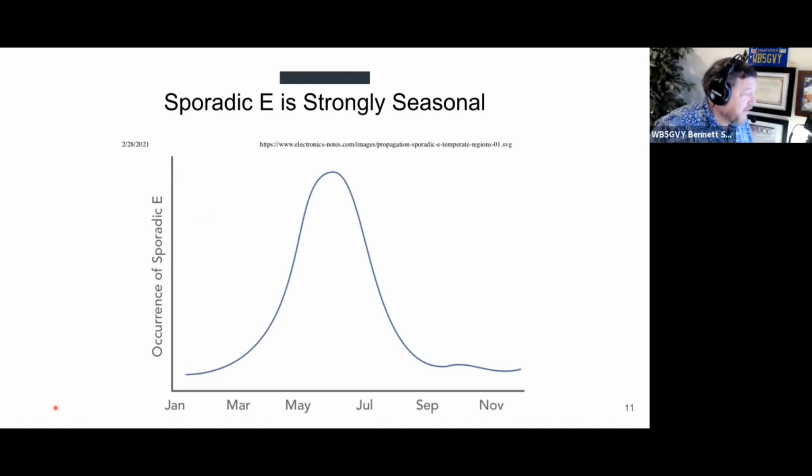Sporadic E, as this chart shows, in a very abstract approximation, is strongly seasonal. The peak sporadic E season is, as shown, centered around June, and it tails off quite a bit in the winter. Now, just because this shows a peak in June doesn't mean you can bank on there being sporadic E in June. Sometimes there are days when there's no sporadic E, but statistically, the tendency is that you will have more sporadic E according to this curve shown here.